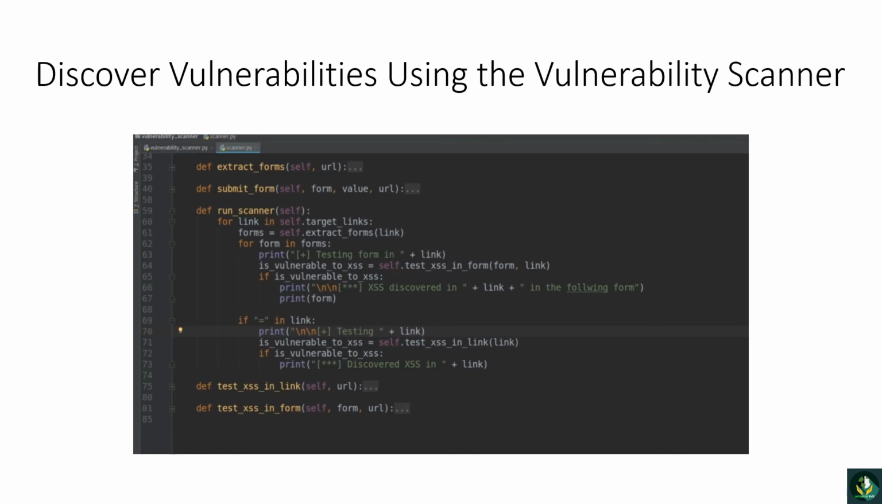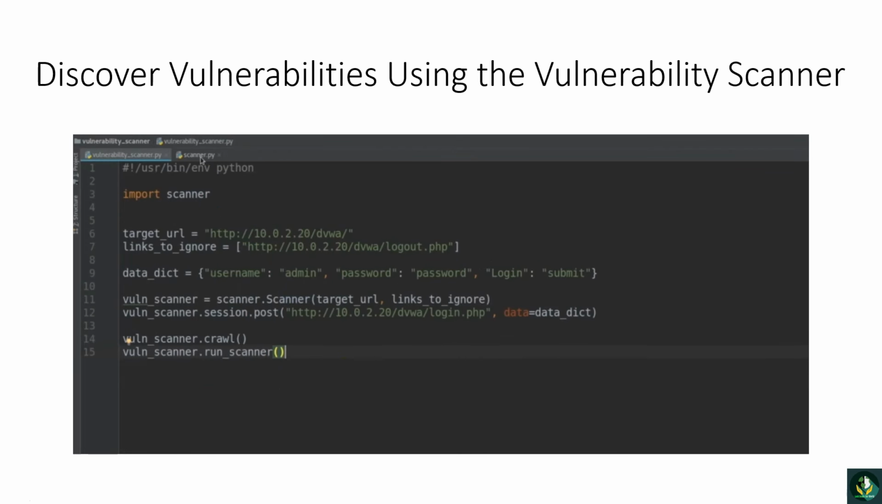Now what I also want to do is, before we print that we discovered the vulnerability, I'm just going to add 2 new line characters, so it's easy for me to find it in the output. As you can see, these are the 2 newline characters.